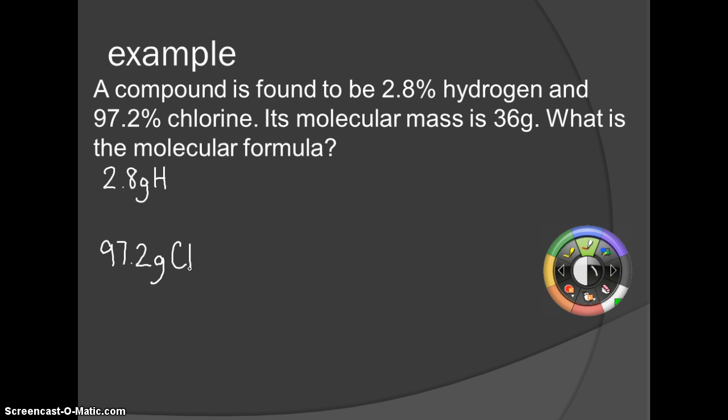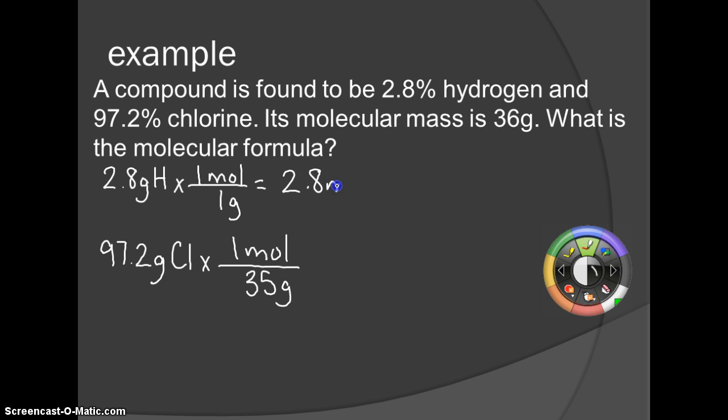Remember, we need to turn our grams into moles. So 1 mole over the mass of hydrogen, which is 1. Chlorine is going to be 1 mole over the mass of chlorine, which is 35. So for our hydrogen, we have 2.8 moles of hydrogen, and for chlorine, 97.2 divided by 35 gives us 2.777 moles of chlorine.